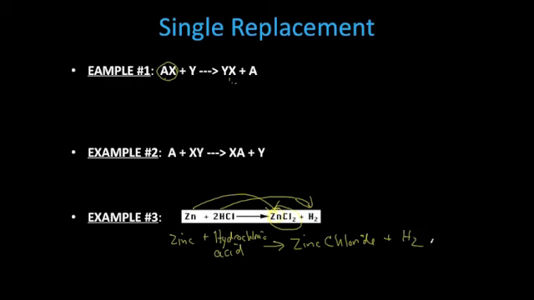Okay, so in a single replacement reaction, one reactant is always an element. Okay, it does not matter if the element is written first or second, all right, on the reactant side. The other reactant will be a compound. Okay, so you're going to have a lone element and a compound. And then on the other side, you're going to have a compound and a lone element.